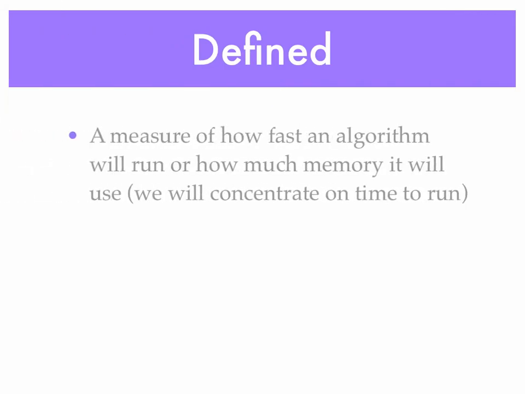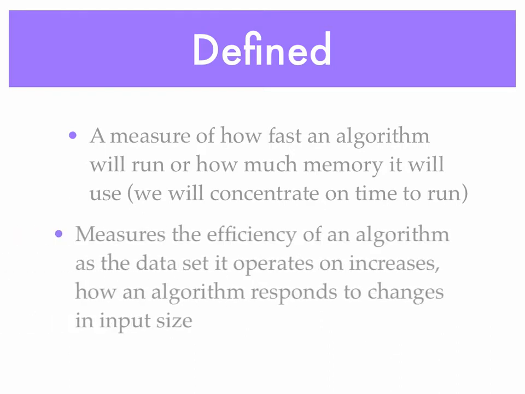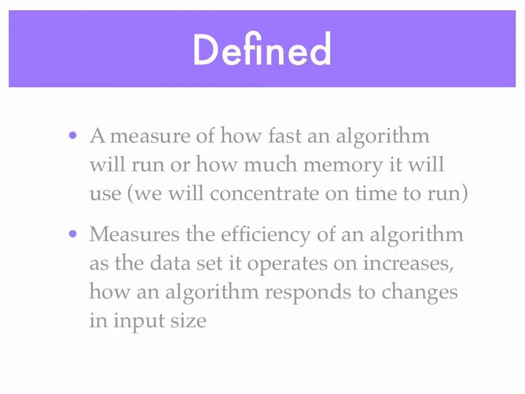Now, Big O Notation is a way to communicate the time or the memory it takes for an algorithm to complete its execution on a data set. So it's a measure of how fast an algorithm will run, how much memory it'll take. We're going to concentrate on the time. What it really does is tell us the efficiency of our algorithm as the data set on which that algorithm operates increases. So how does that algorithm respond to changes in the input size? It's really how does our algorithm scale?